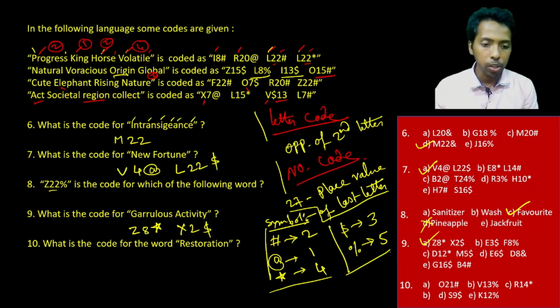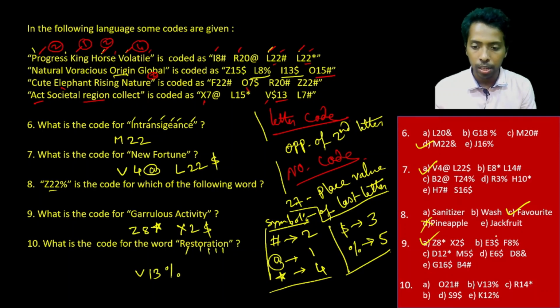Right. What is the code for restoration? Restoration, that means the opposite letter of E, second letter, that is V, and N14, 27 minus 14, 13, and the number of vowels here, 1, 2, 3, 4, 5. 5 vowels, that is percentile. So V13 percentile, option B is the correct one.